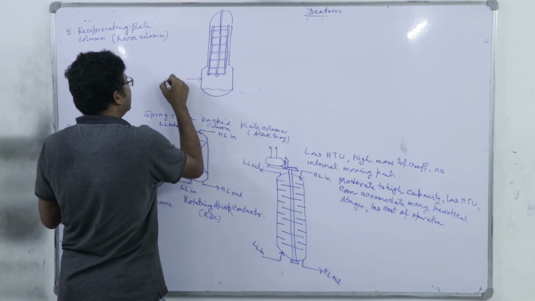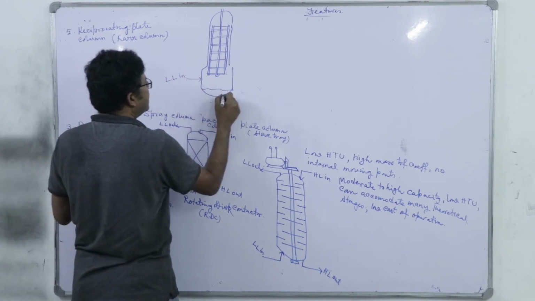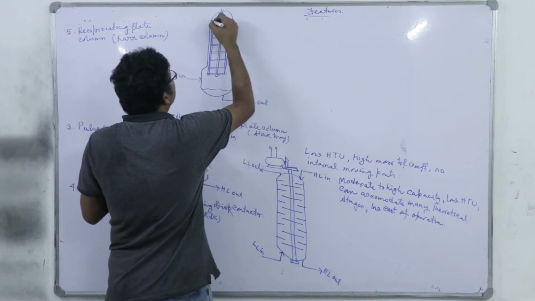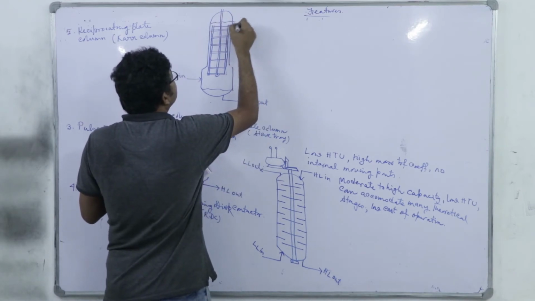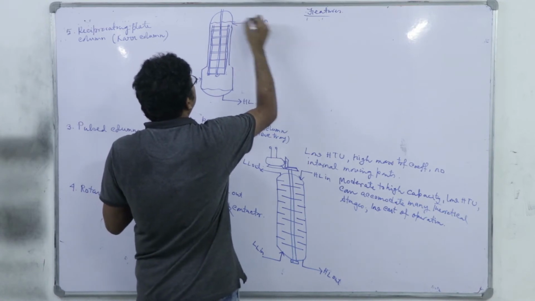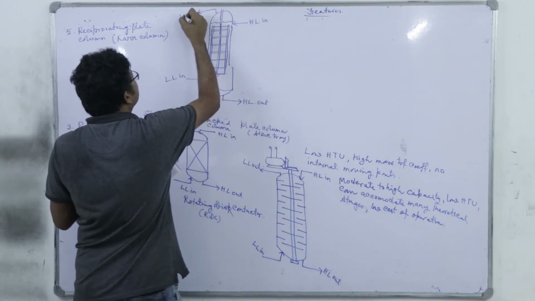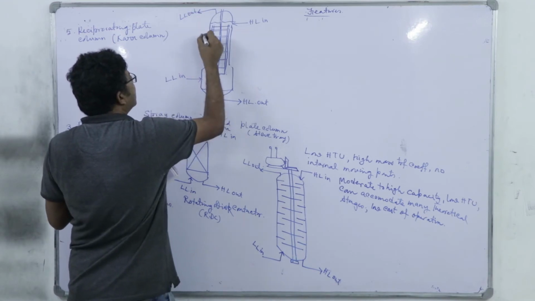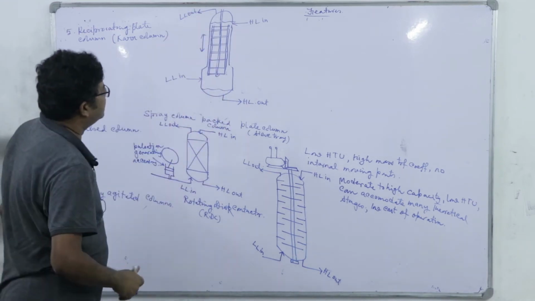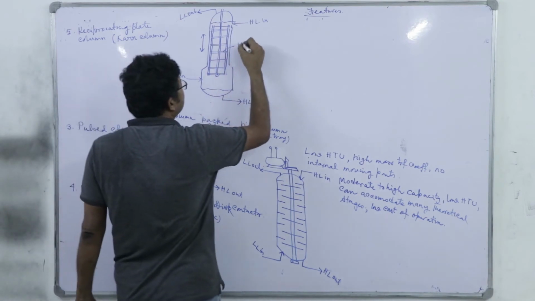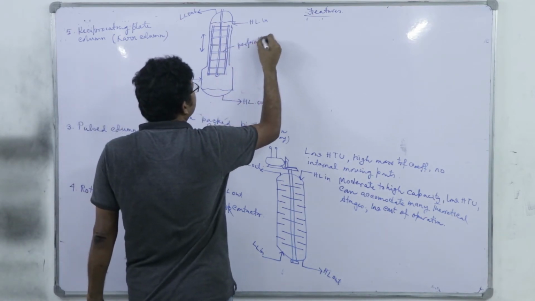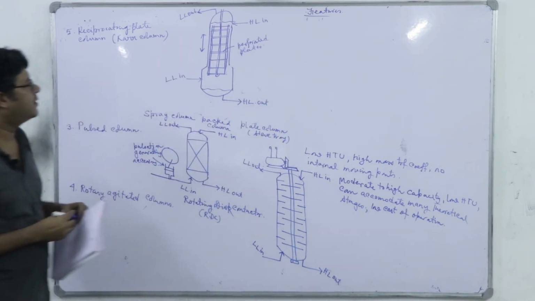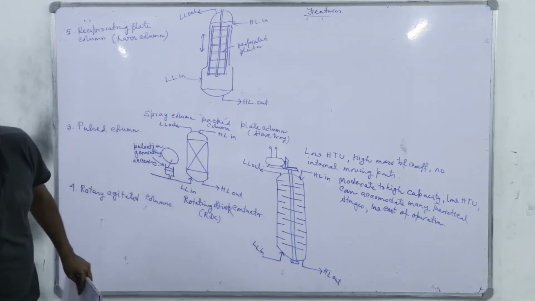So, here we charge this light liquid, withdraw this heavy liquid, and charge the heavy liquid here and withdraw the light liquid from the top. So, this entire assembly is with these perforated plates. They simply reciprocate inside the column.